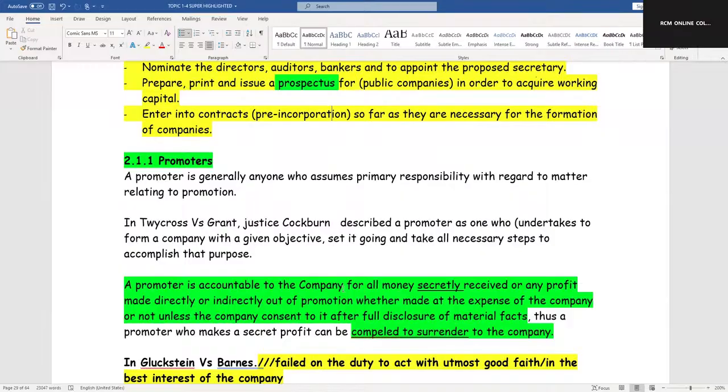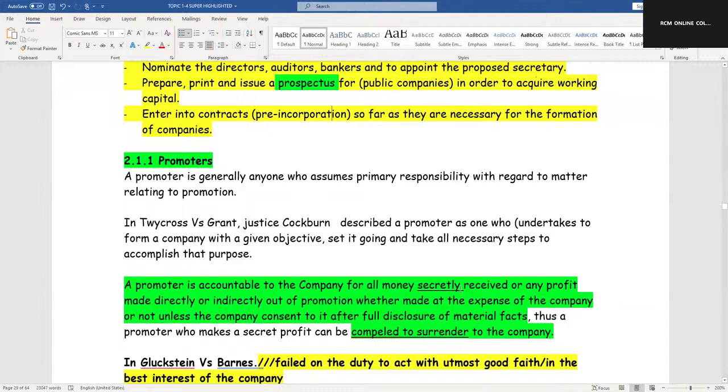If he doesn't do so, then if these profits are realized later on, they can be taken to be secret profits, which the company will be allowed to recoup or take over. A promoter is accountable to the company for all the money secretly received or any profit made directly or indirectly out of the promotion activities, whether it is made at the expense of the company or not, unless the company consents to it after full disclosure is made. Otherwise these profits are what we call secret profits.